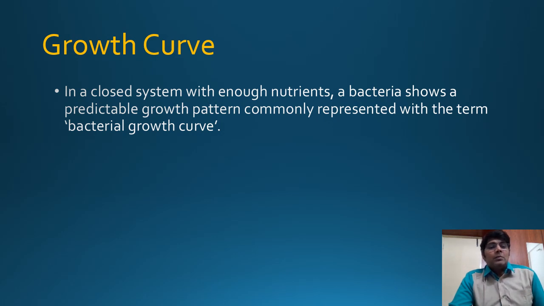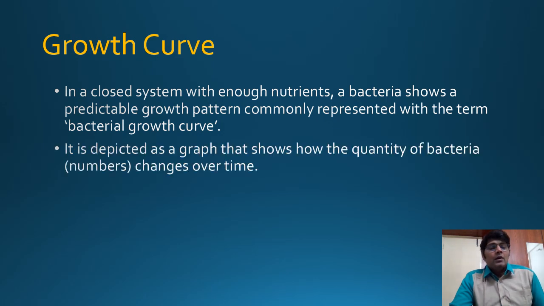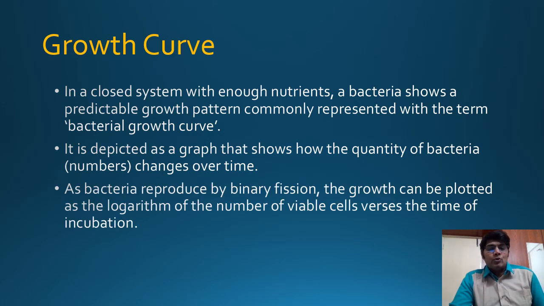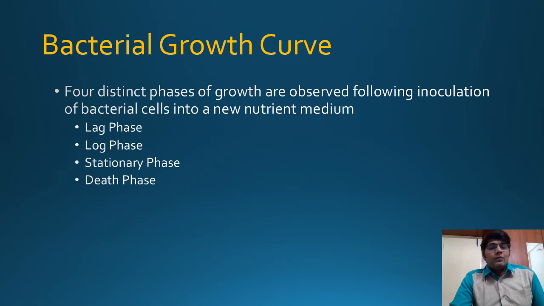This predictable growth pattern is commonly represented with a term called the bacterial growth curve, and it is depicted as a graph that shows how the quantity of bacteria, particularly their numbers, changes over a time period. As bacteria reproduce by binary fission, the growth can be plotted as the logarithm of the number of viable cells against the time of incubation.